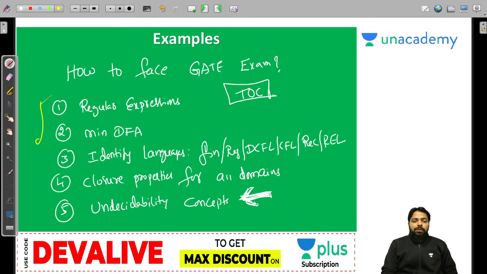Please work on these points. These are going to help you. And the next one that is important is CFGs, for both compiler design and TOC.